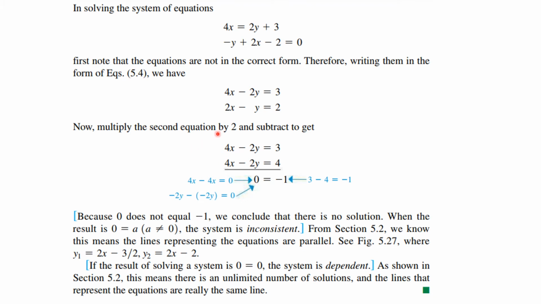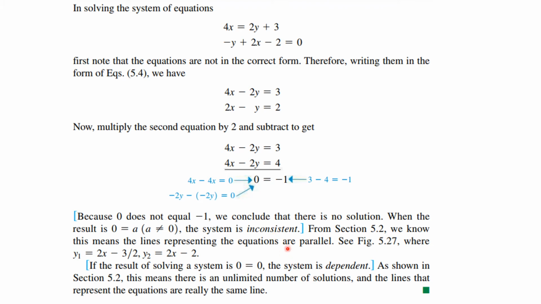Now, if we multiply the second equation by 2 and subtract, we get this. This is 0 equals minus 1. Now 0 is never equal to minus 1. That means there is no solution. And you might recall that that means these are parallel lines. That means the system is what we called inconsistent.